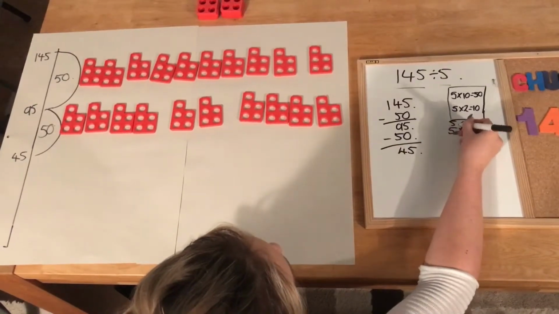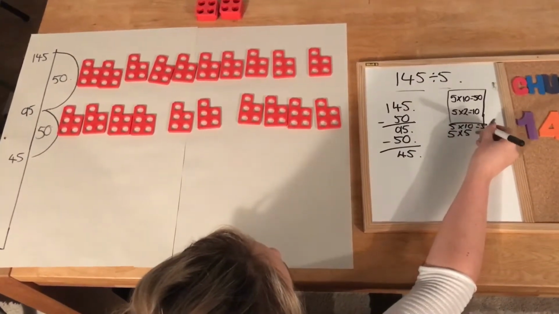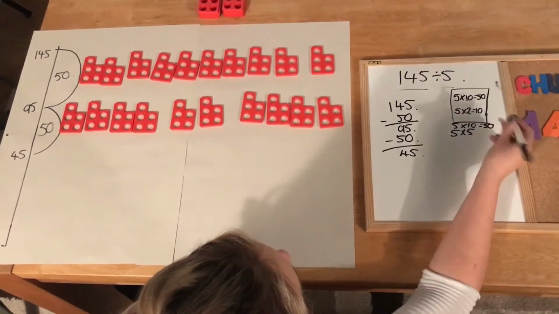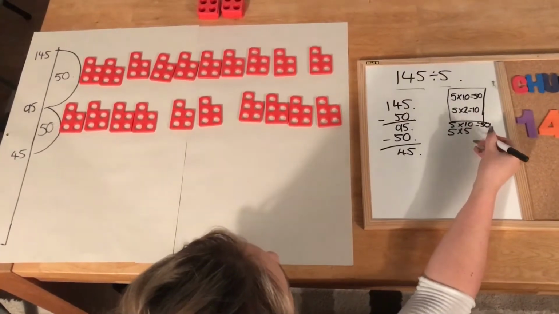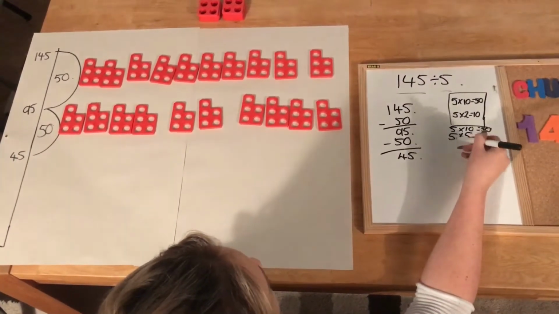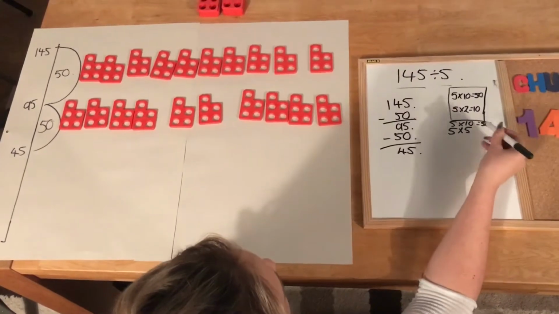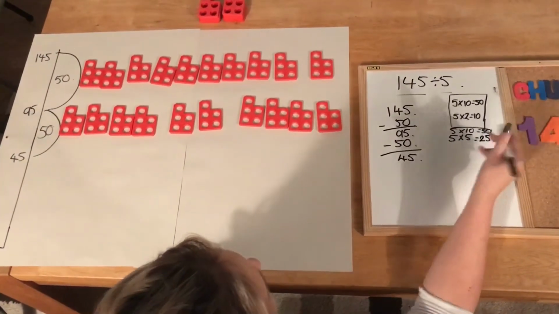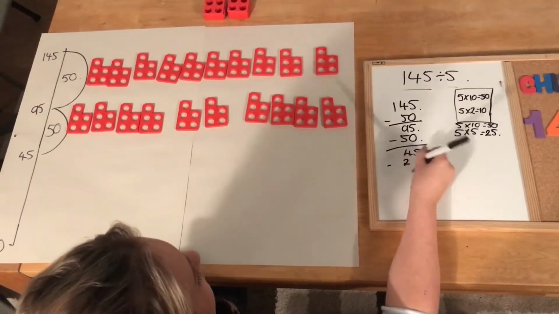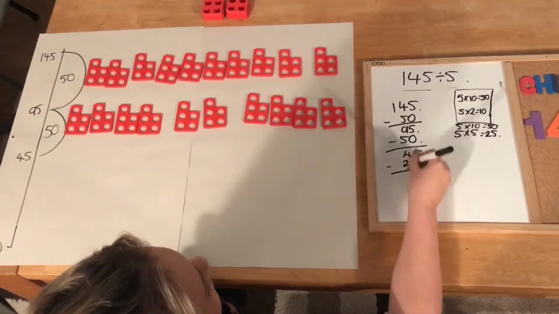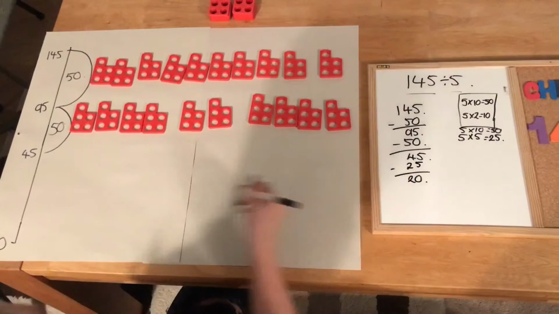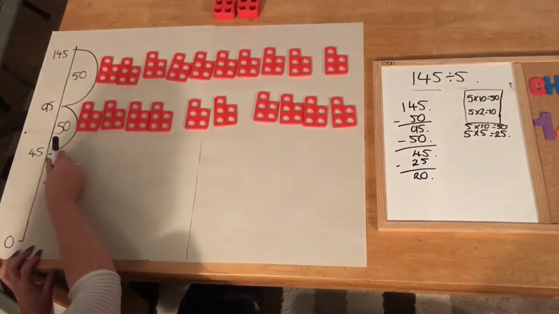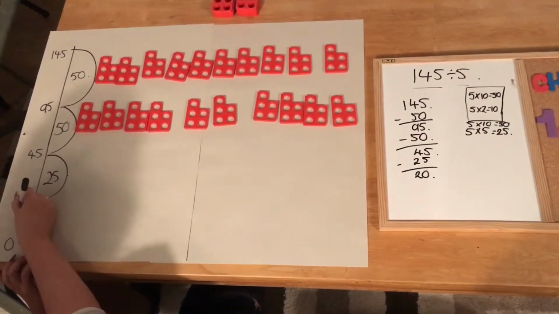So if 5 times 10 is 50, which it says up in our fact box, then we can see that half of 10 is 5, so therefore 5 times 5 would be half of 5 times 10. So half of 50 is 25. So that makes quite an effective jump here. So we could take away 25 from 45 and get 20. So we can do a jump of 25 here, and we've got 20 here.